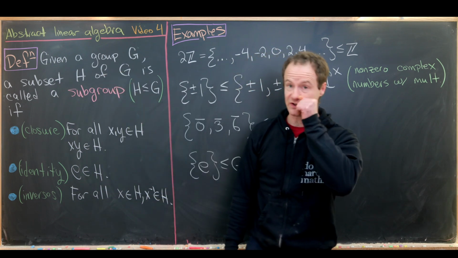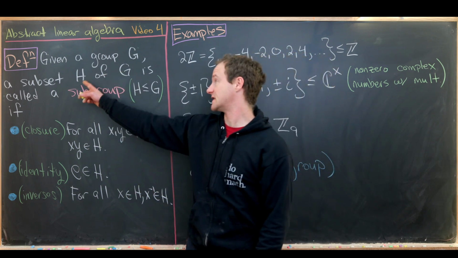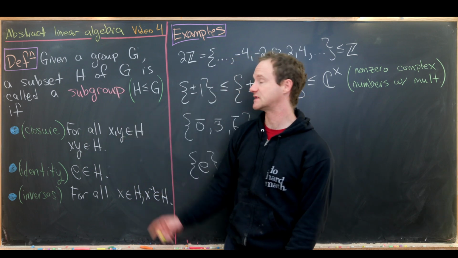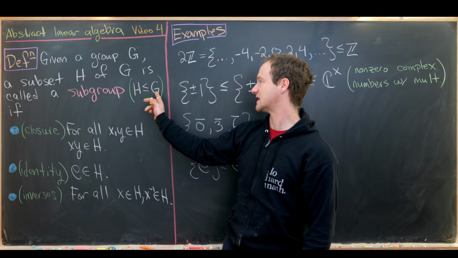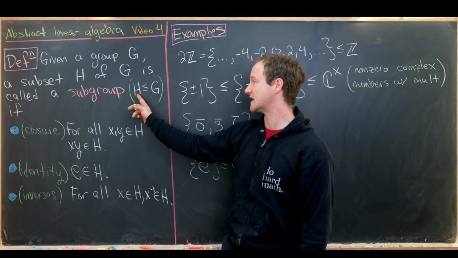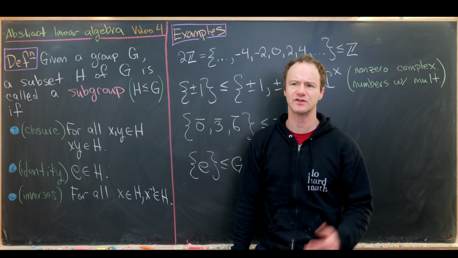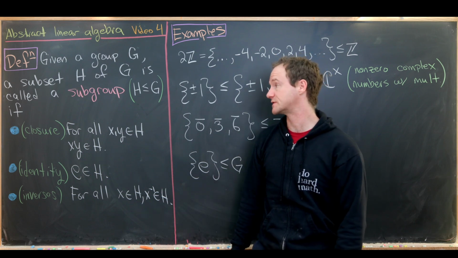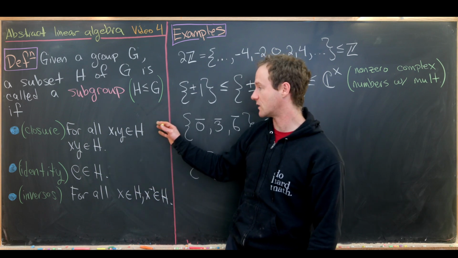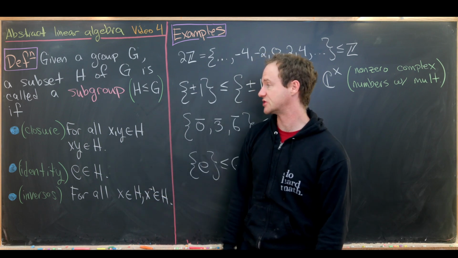So given a group G, a subset H of G is called a subgroup, and we write this notation right here. It looks like H is less than or equal to G, but we read this as H is a subgroup of G, if we understand that the setting that we're working in is having to do with groups. Okay, so anyway, it has to follow the three following conditions.